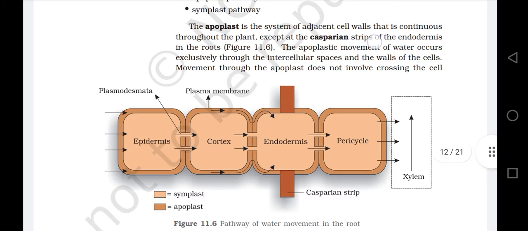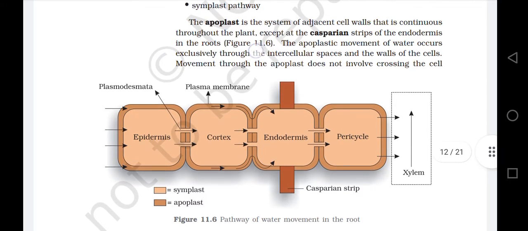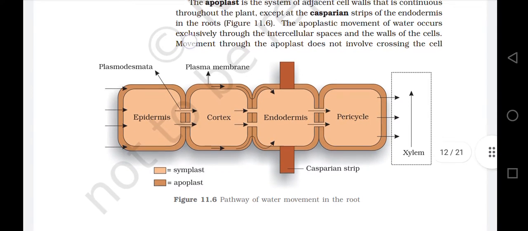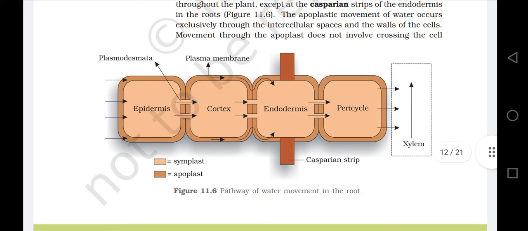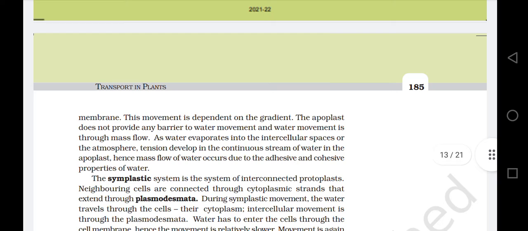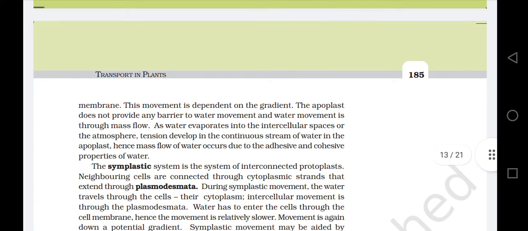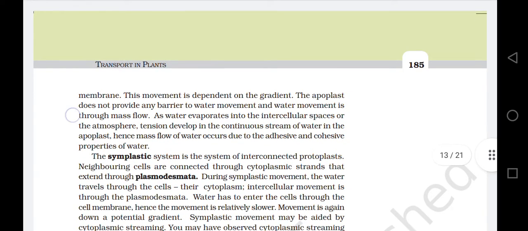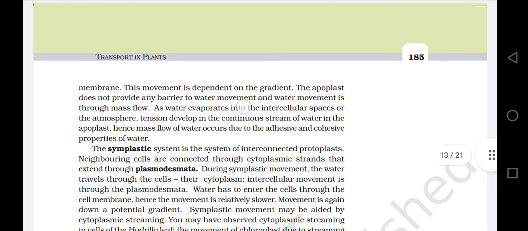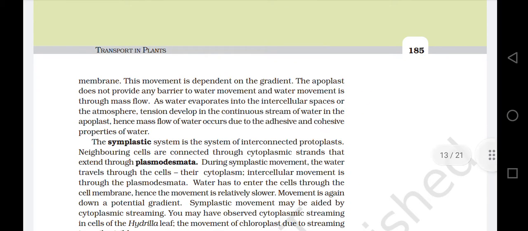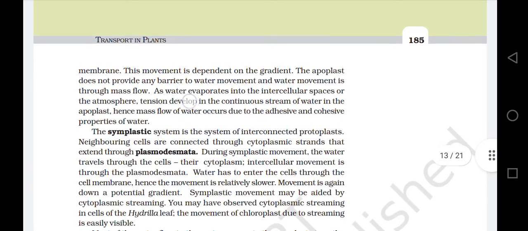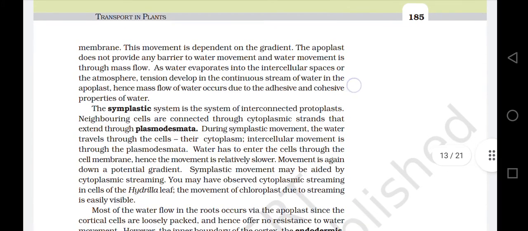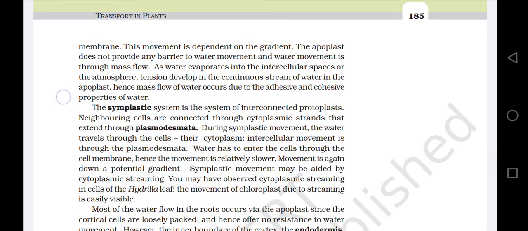The apoplastic movement of water occurs exclusively through the intercellular spaces and the walls of the cells. Movement through the apoplast does not involve crossing the cell membrane. This movement is dependent on the gradient. The apoplast does not provide any barrier to water movement, and water movement is through mass flow. As water evaporates into the intercellular spaces or the atmosphere, tension develops in the continuous stream of water in the apoplast. Hence, mass flow of water occurs due to the adhesive and cohesive properties of water.